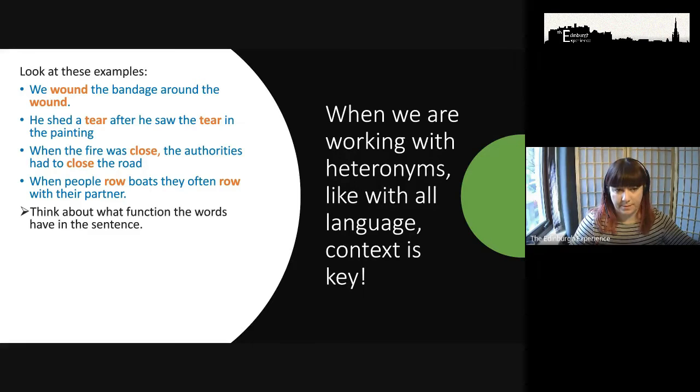And then the last one, right? When people blah, blah, blah. They often, blah, blah, blah. Right, so what are the functions of these ones? Good. So this one is a verb, and this one is also a verb. Yeah, okay. So again, it's the same example as we saw in the second one.